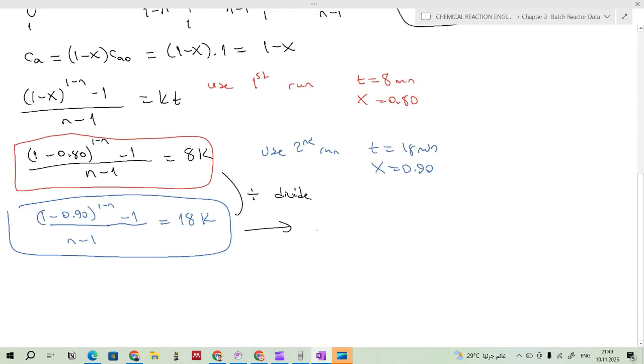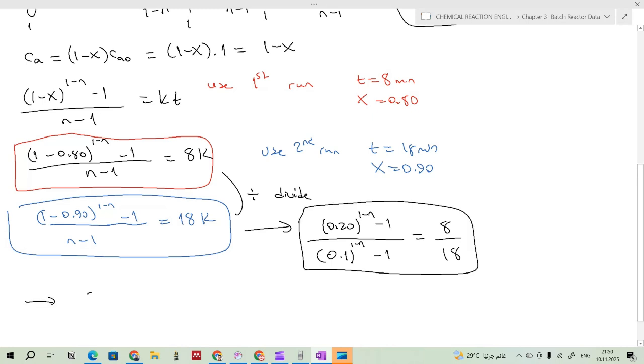So 8k over 18k, this divided by this, they will equal each other, so they will cancel each other, n minus 1. So you will get 0.2 to the power 1 minus n, minus 1 over 0.1 to the power 1 minus n, minus 1 is equal to 8k over 18k. So k also will cancel each other. So you will have something like this. Then you can solve for n.